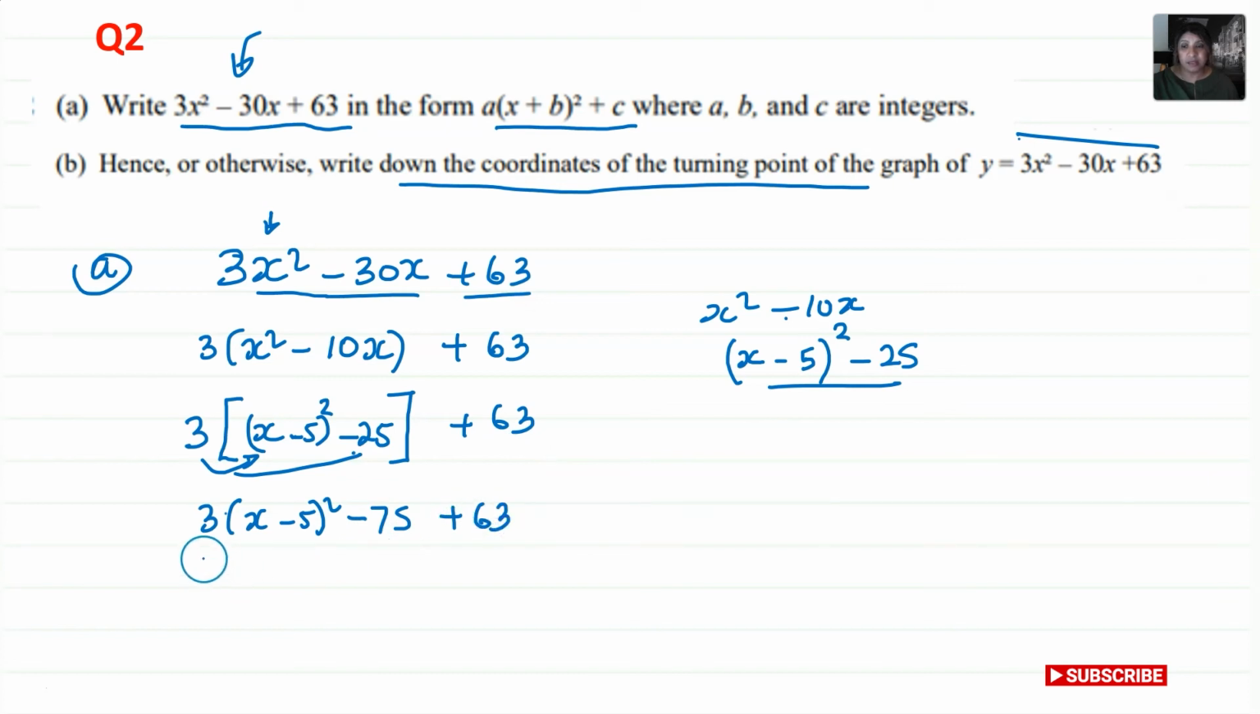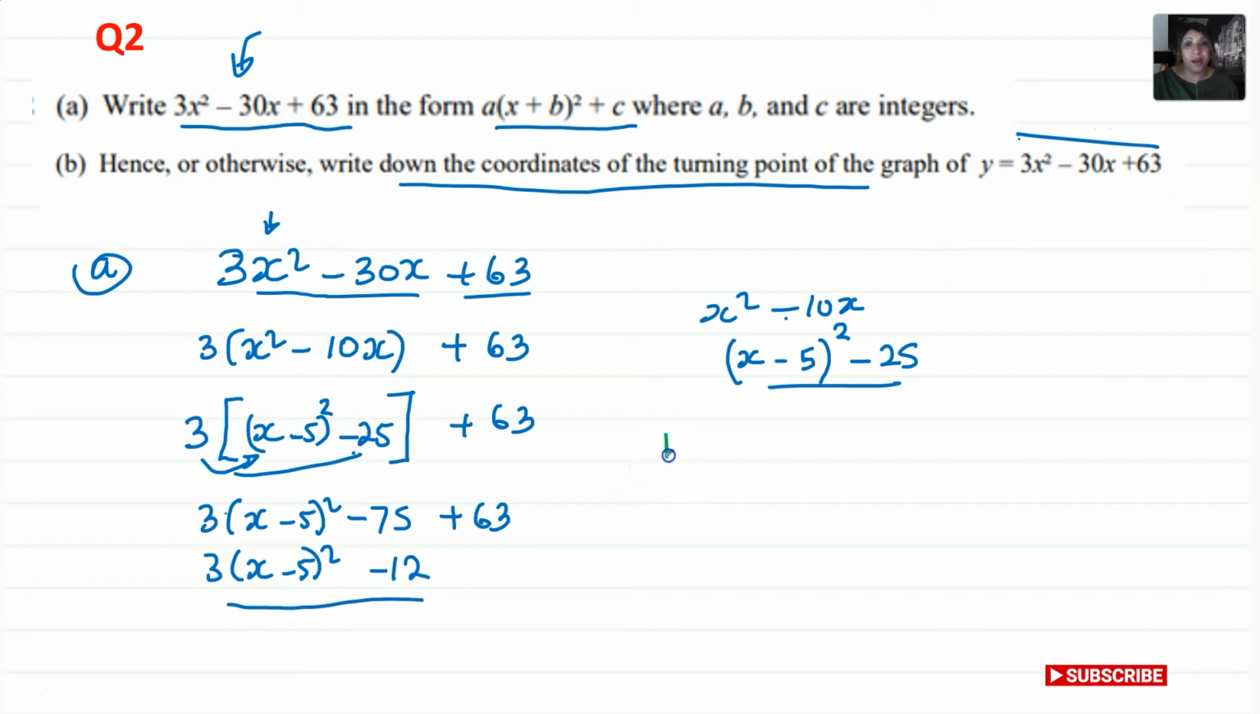Okay, so let's simplify further. 3 x minus 5 squared, negative 75 plus 63 is negative 12. Okay, so this part is done for A. You've now completed the square.